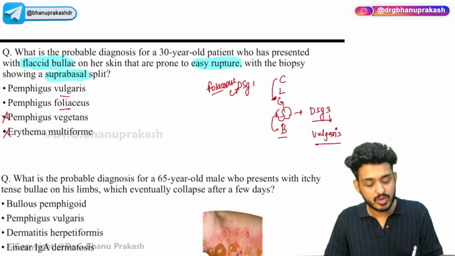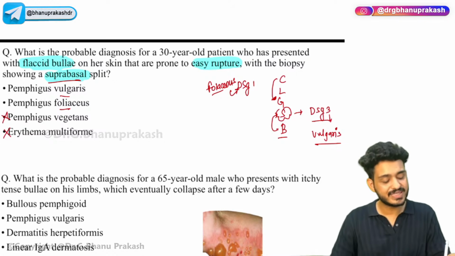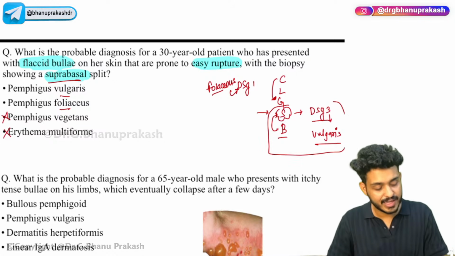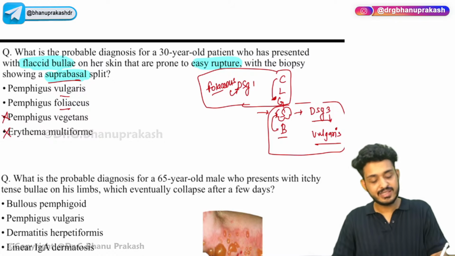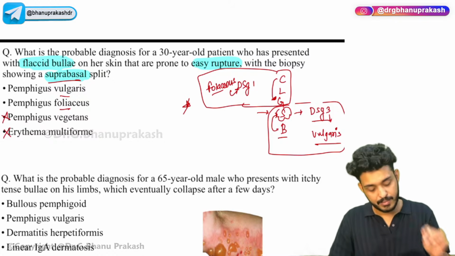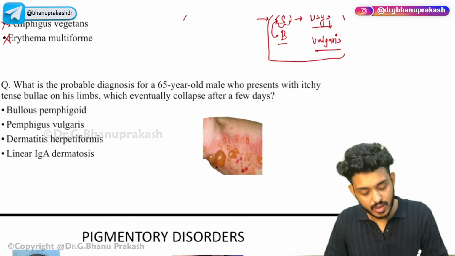Whenever they talk about suprabasal split, suprabasal or split in the spinosum, your answer will be that the lower one will be vulgaris, and above that will be foliaceous. Just remember it like that. This is the most important point you have to remember. Now try to solve this one.